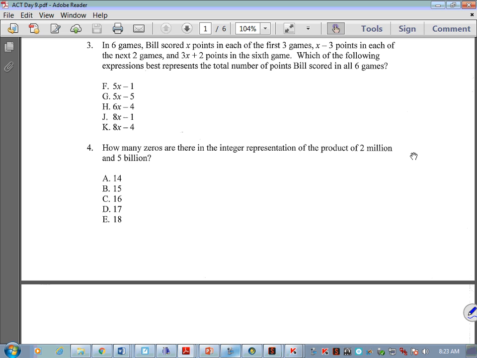So we could do this as an expanded expression. All right, so let's start off with this. First game, how many points did he score? No, look. x. So x. And in game 2, he scored how much? No, look. In 6 games, Bill scored x points in each of the first 3 games. So how many points did he score in the second game?